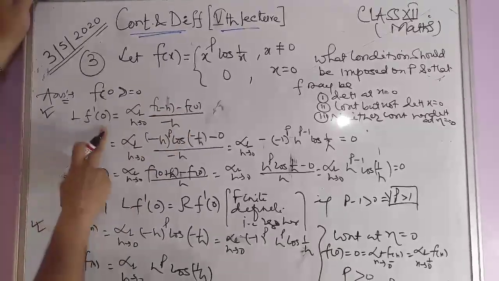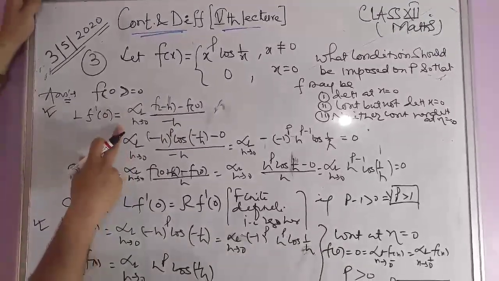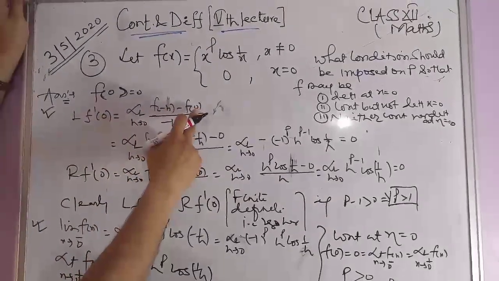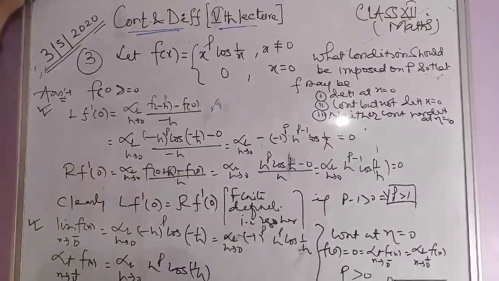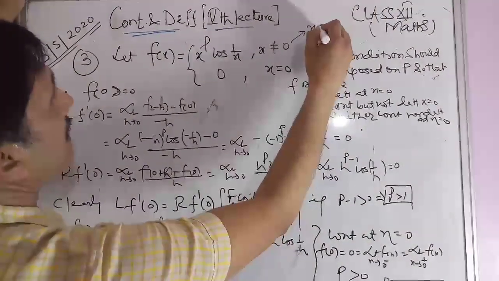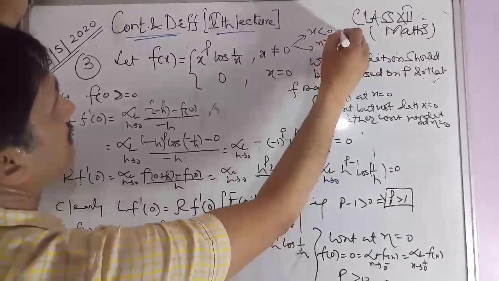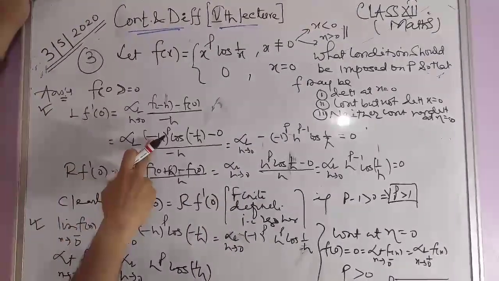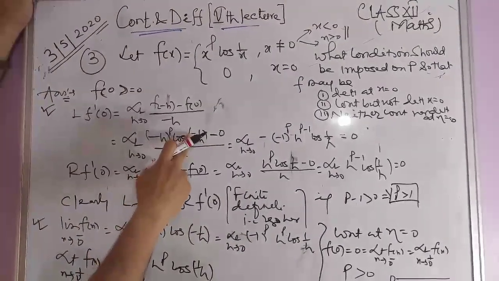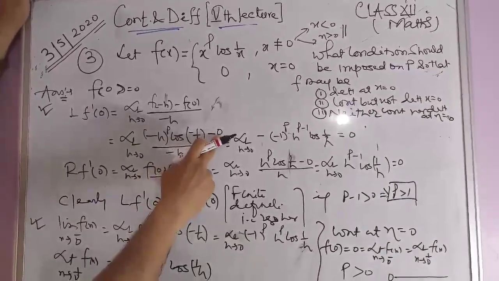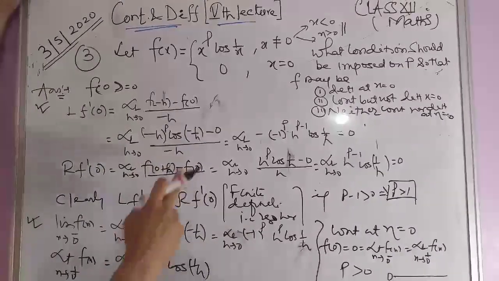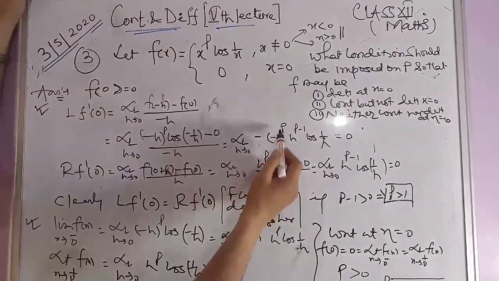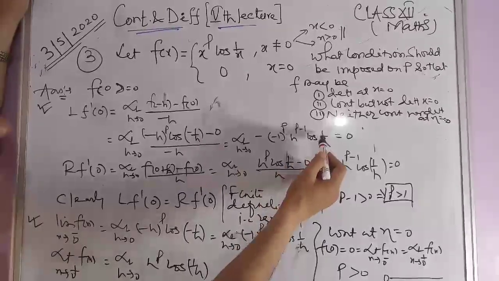From the definition, the left hand derivative at 0, using the formula limit h tends to 0, f of 0 minus h minus f0 upon minus h. Here both cases, x less than 0 and x greater than 0, are involved in this definition. So f of minus h is minus h whole to the power p cos of minus 1 by h, minus f of 0, upon minus h. After cancellation, limit h tends to 0, minus 1 to the power p, h to the power p minus 1, cos 1 by h.